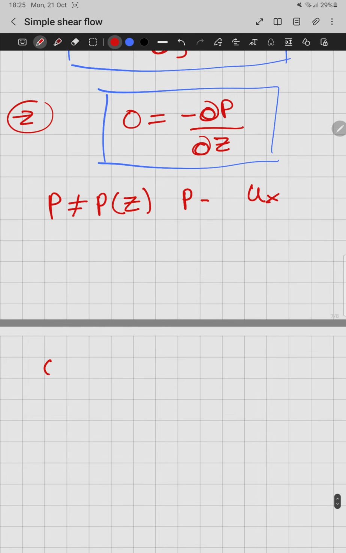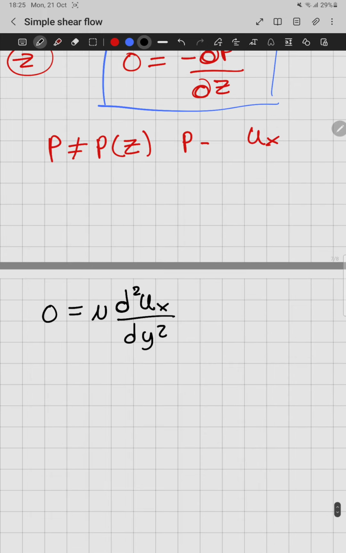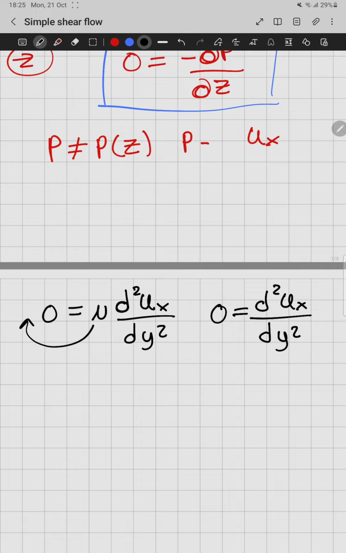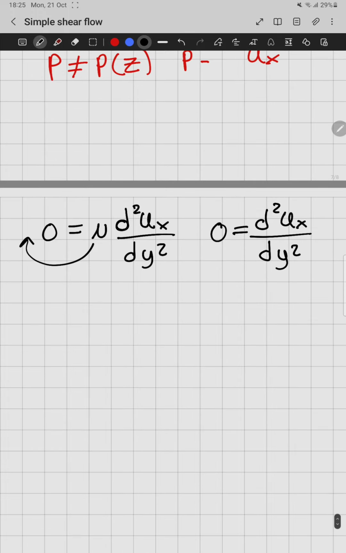So we have something like this. We have an ordinary derivative, which can be easily solved. So this is what we are going to do. So the viscosity can go through the other side. So that means that the viscosity will not contribute to the velocity values. So let's solve this equation.